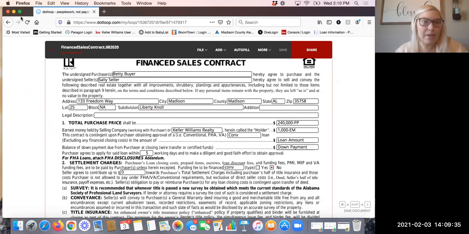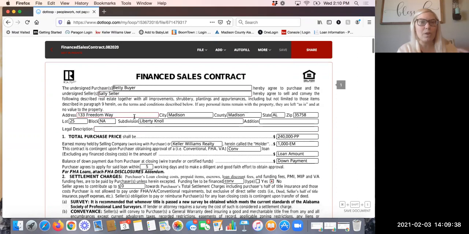Now we're going to type in the address. One thing that I have seen on the finance sales contracts within the last year is if there is a direction. So if you have a 133 Freedom Way Southeast or 133 Freedom Way Northwest or whatever, if it's at the end of the address, make sure you put that into the finance sales contract on the address. If there is a direction, please put that in there. Not every one of them has it. This one actually does not.